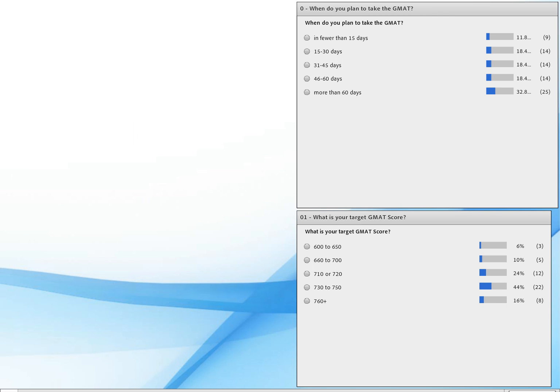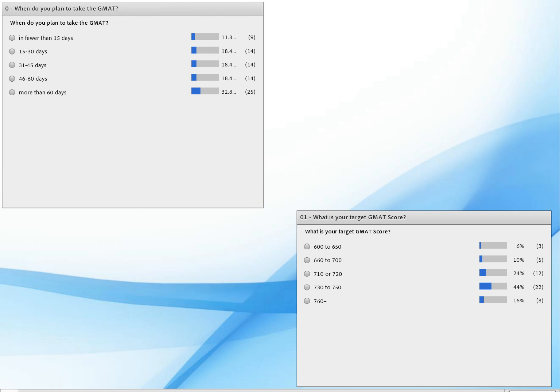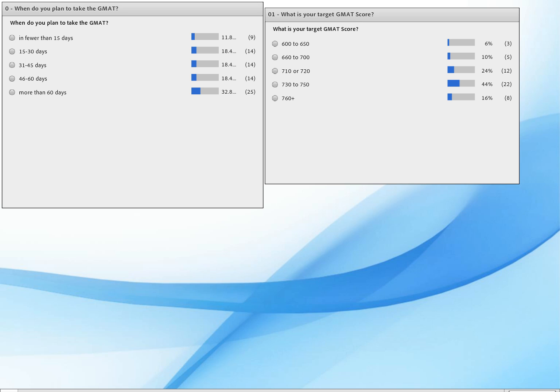Okay, so this is a free webinar. We have a number of students who are attending this webinar, and to make sure we understand this group as a whole, we ask these two leading questions. One is, when do you plan to take the test? And based on the data that I really see, we have 4 almost equally sized groups and then 1 large group that has more than 60 days before their test.